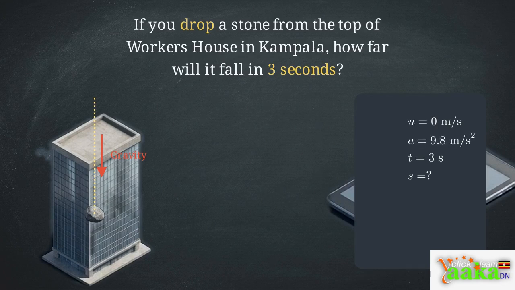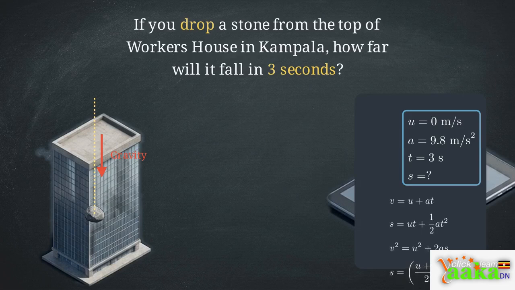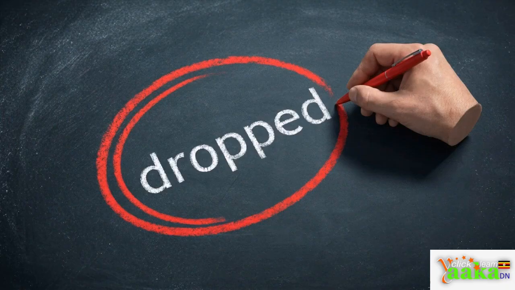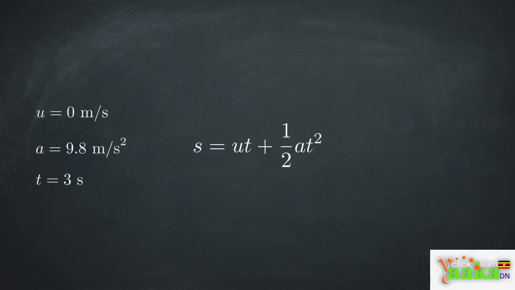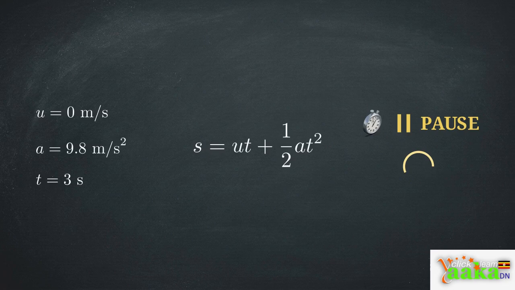With U, A, and T identified, we need to find displacement, S. We choose the equation that links these four specific variables. Identifying specific terminology like dropped is as important as the calculation itself, as it provides the initial velocity required to solve the equation. Now pause the video. Substitute these values into the formula to find the displacement, then press play to check your work.